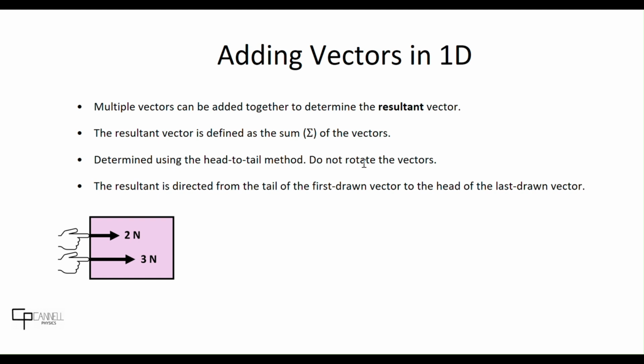It's really important that while you do this, you don't rotate the vectors, otherwise you're changing the vectors themselves. So this will end up looking like a chain of vectors. And then the resultant is directed from the tail of the first drawn vector to the head of the last drawn vector.